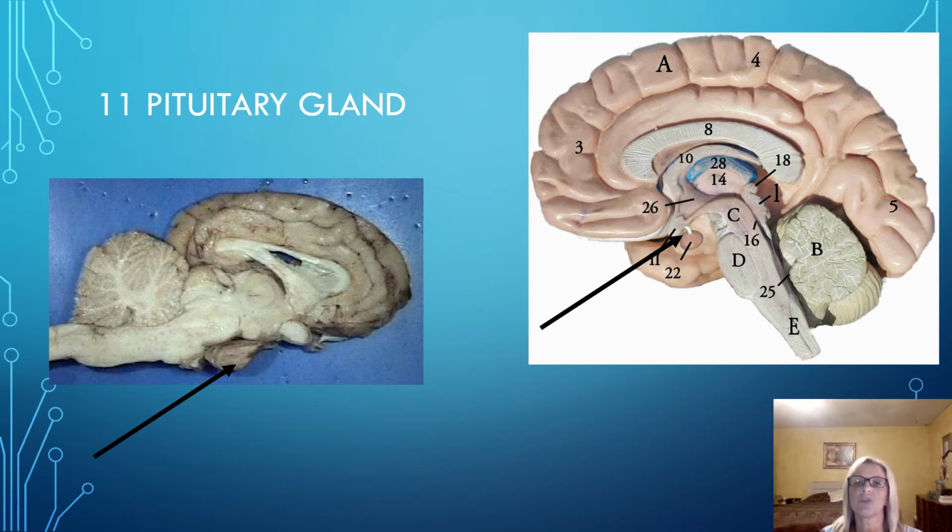So here we have the pituitary gland, and you can see it's kind of suspended there. This is an important component of the endocrine system, and it secretes hormones that actually affect other glands. So it is a small guy, but a big player.